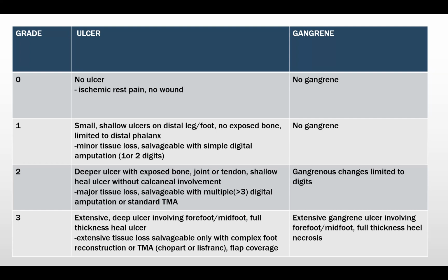And gangrenous changes are limited to the digits. In grade 3, there will be extensive deep ulcer involving forefoot or midfoot and full thickness heel ulcer, and it requires extensive tissue loss, and it is salvageable only with complex foot reconstruction or TMA and flap coverage. And it is associated with extensive gangrene ulcer involving forefoot or midfoot and full thickness heel necrosis.